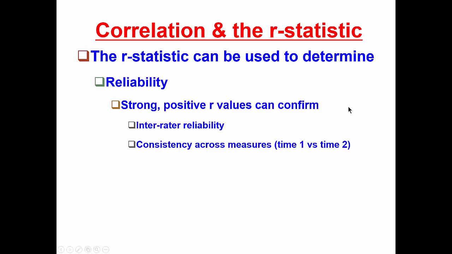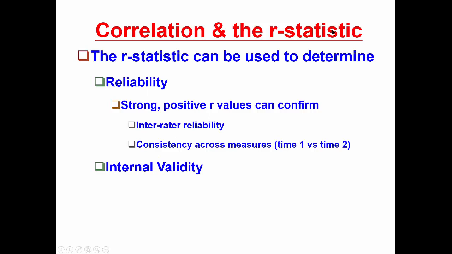And again, if we have a nice straight line, we would have consistency across those measures. This would be an indication of reliability. So the R statistic is really very helpful because it can tell us about the reliability of our instruments. It can also tell us about at least one type of validity. And we've talked about reliability and validity in another video.